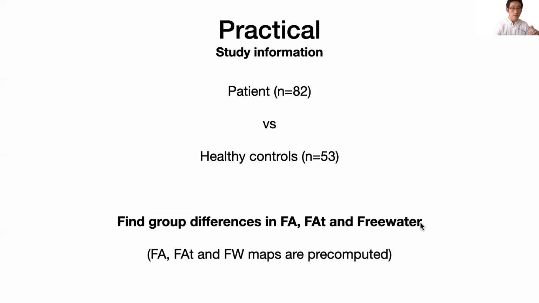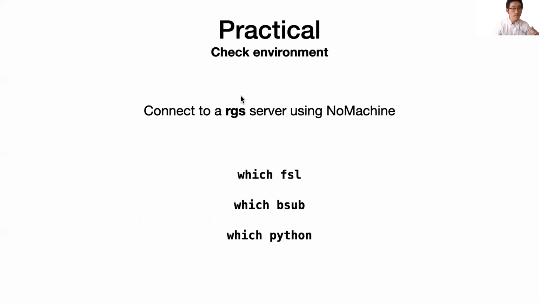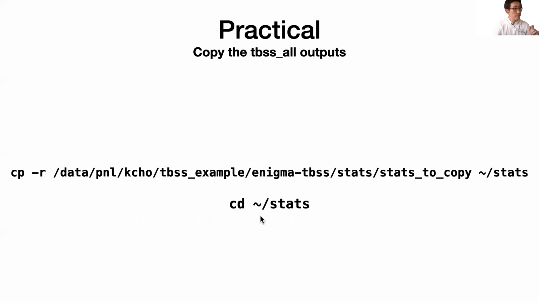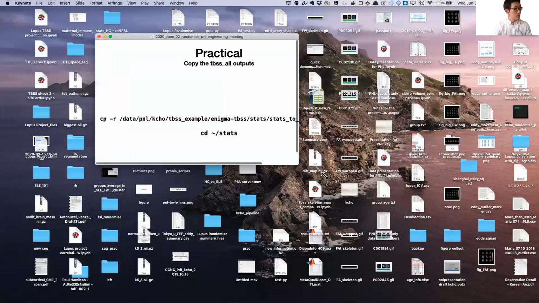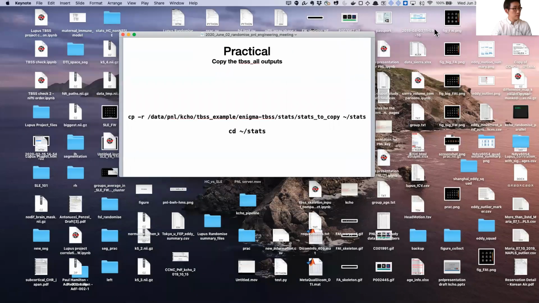So let's connect to the machine and just double check that you have all the values like that. And for those who are actually following what I'm doing, you can copy these into your home directory. I'll do it like this.